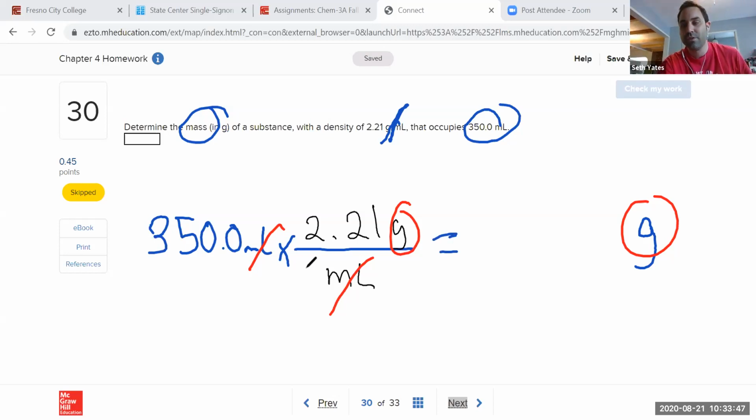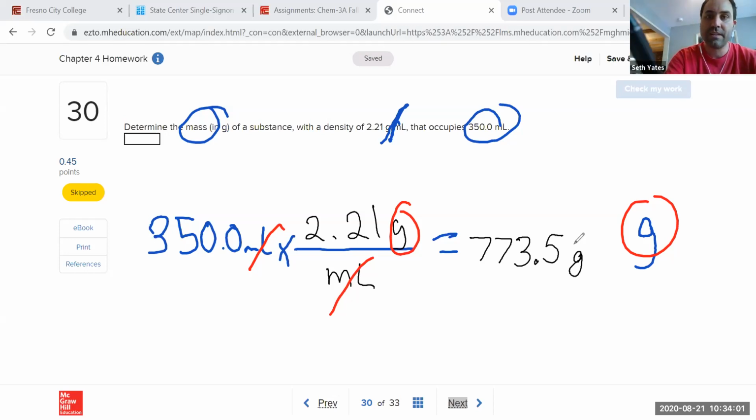350.0 times 2.21. And I'll do it at the same time to make sure we get the same number. 773.5, which is exactly right. You've got the unit of grams, perfect, and we'll double check sig figs.